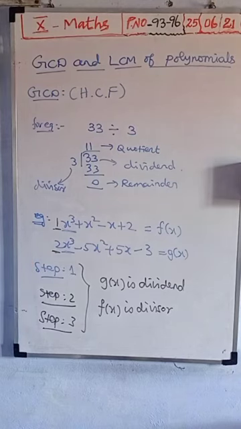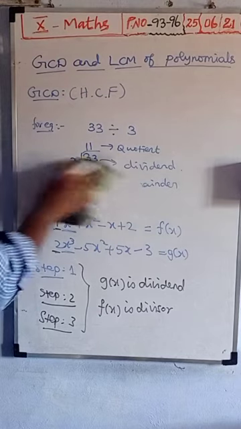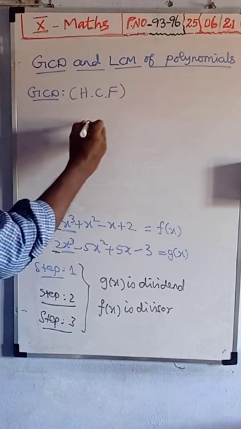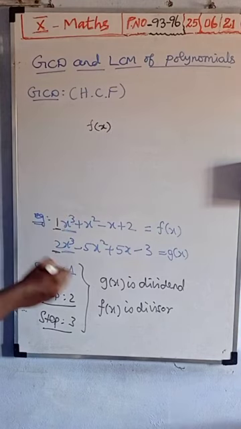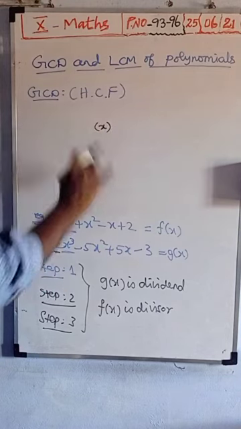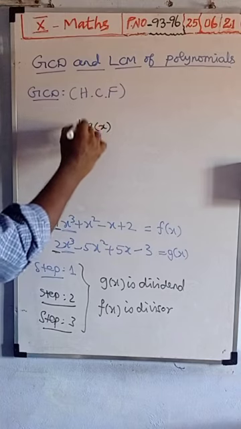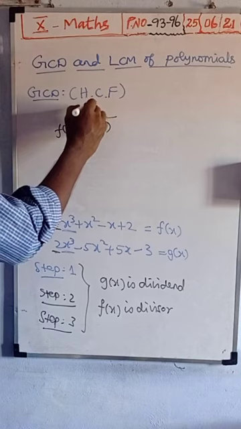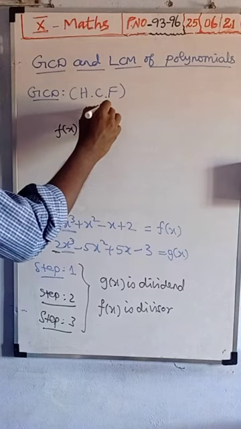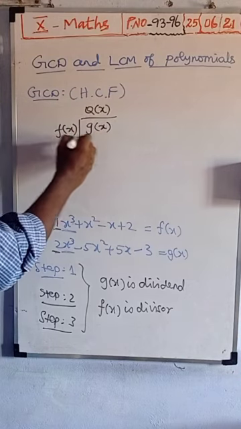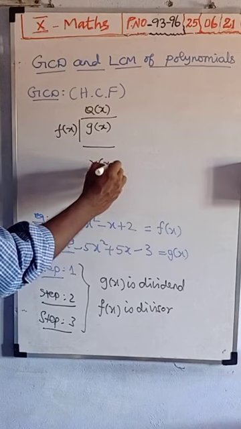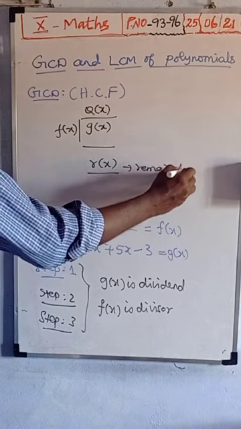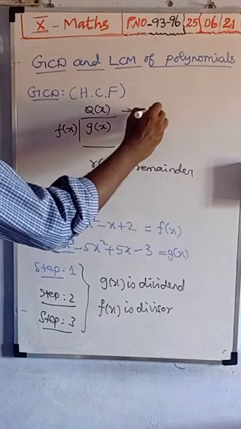How can you write this? g of x is inside and f of x is outside. Here we get the quotient q of x. When you divide, we get the remainder r of x. This is the remainder and this is the quotient.